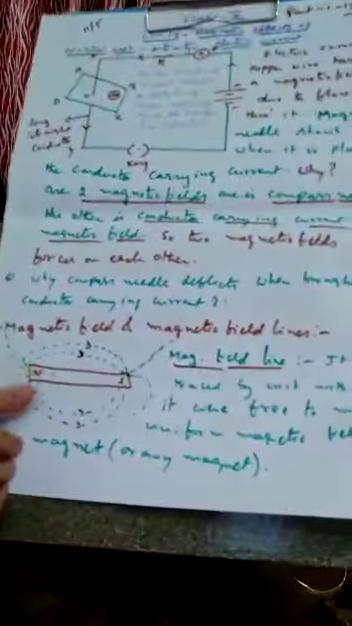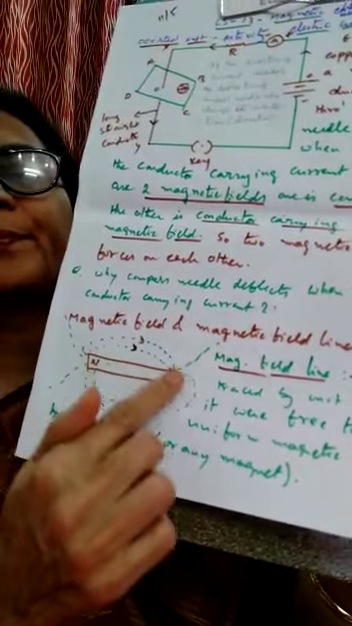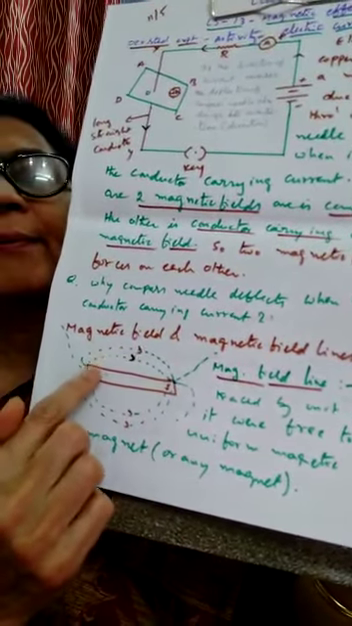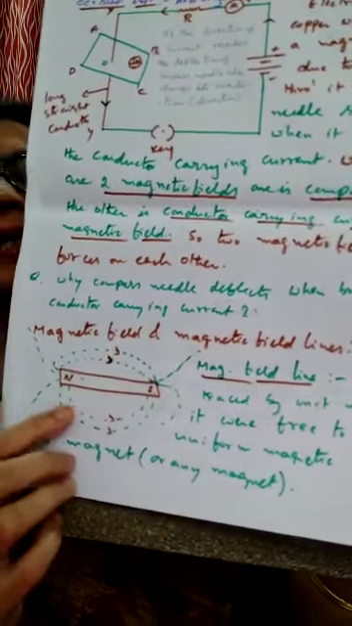You take a bar magnet, place it on a white sheet, then sprinkle some iron filings. You notice the arrangement of these iron filings. You must have done this in your previous classes. The iron filings are arranged in this way. This arrangement of iron filings, we call it the magnetic field line.